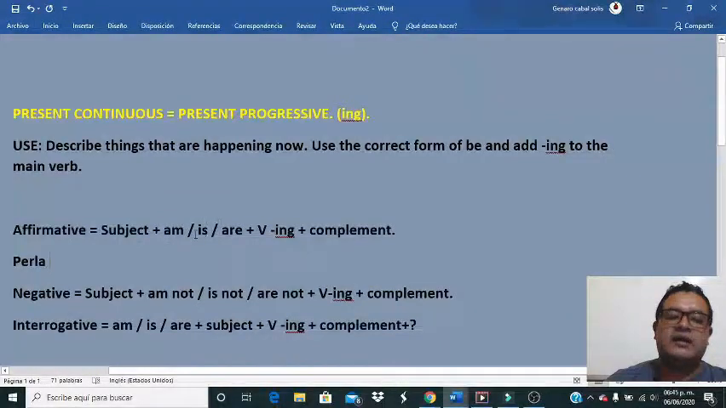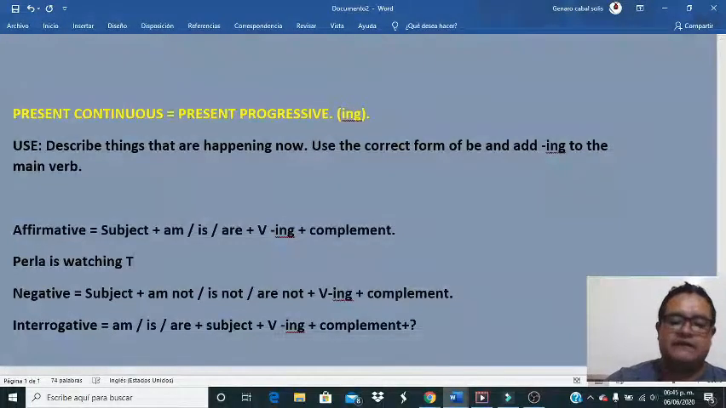In this case, I have to be careful because I have to choose one. Aquí tengo que tener cuidado porque solo puedo elegir uno, am, is, or are. Perla is she, Perla es ella, that's why I have to use is. Perla is. And the verb that I'm going to use is watch. El verbo que quiero utilizar es watch, ver. Perla is, and my verb has to be with ing form. Y mi verbo debe llevar terminación ing. Watching. Watching and the complement TV.